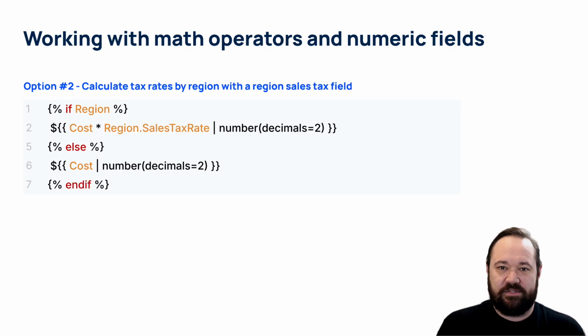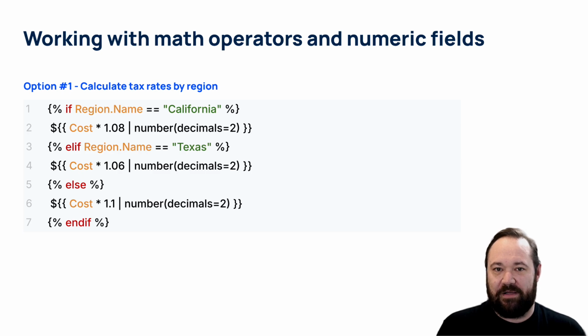Now, of course, we could take this a step even further, creating a custom field on the region object to store the sales tax percentage and reference that field in our formula as well. But just to demonstrate the point, I'm using a simplified example here.